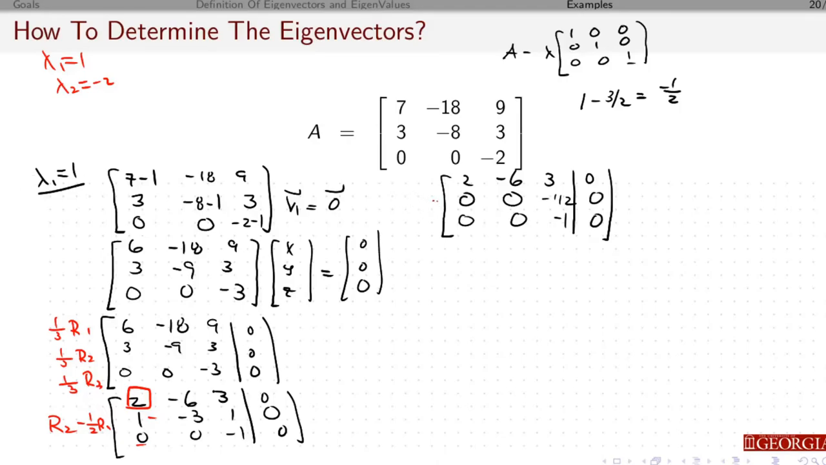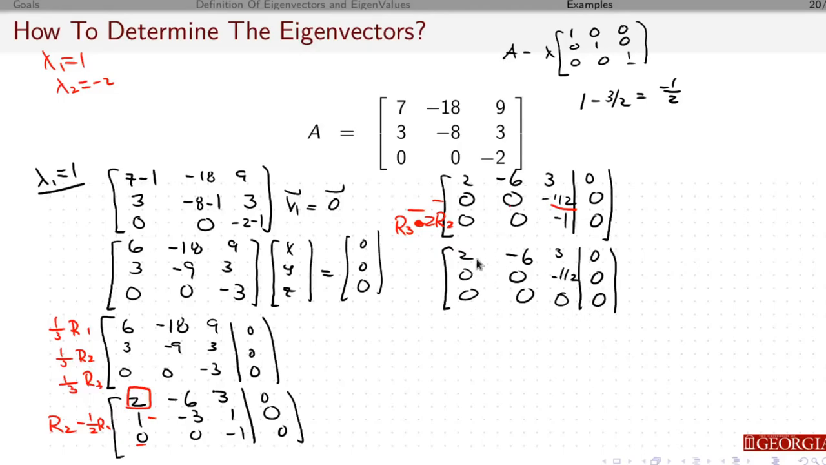And now I come down to here. There are no more entries in this column, so this is going to be my pivot. And what am I going to do? I'm going to take row 3 and add 2 times row 2. Leave these two rows alone. I get 0, 0, minus, oops, that should be a subtraction, right? Sorry about that. So this is going to be minus 1, minus minus 1 half times 2. Whew. Gives me 0, 0. And now this is my augmented matrix in row echelon form.